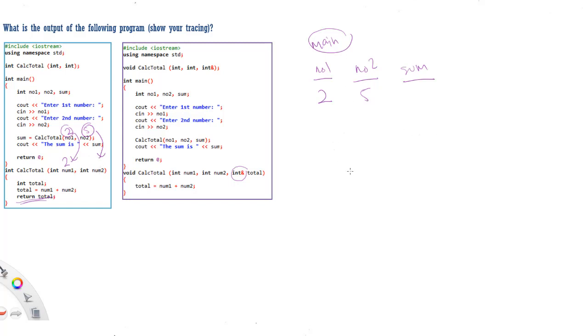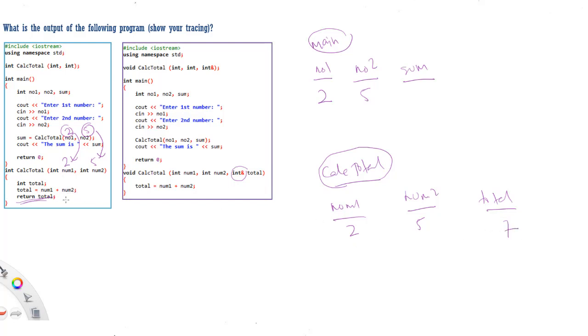Now we have a function called calculate total. It has variables num1 and also num2. Num1 receives 2 inside there, and inside num2 we receive 5 here. Then int total, so it declares total there. Total equals num1 plus num2, meaning that 2 plus 5 is 7.